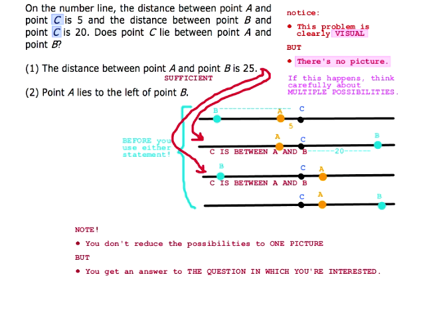Statement 2, point A lies to the left of point B. So that still allows for 2 of these drawings. If point A is to the left of point B, you could be talking about this drawing, or you could also be talking about that drawing. In the first drawing, C is actually between A and B. In the second drawing, C is not between A and B. So that's 2 answers to the question. This is not sufficient. So we have A, alligator.